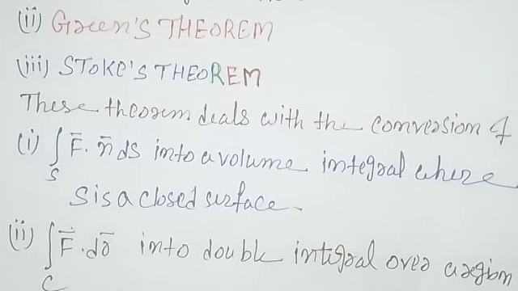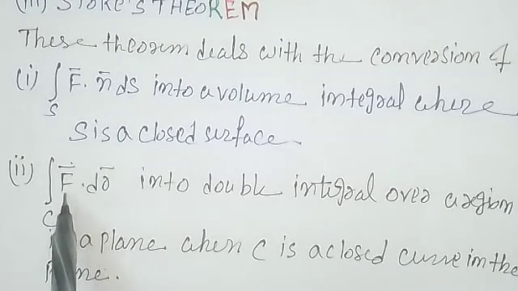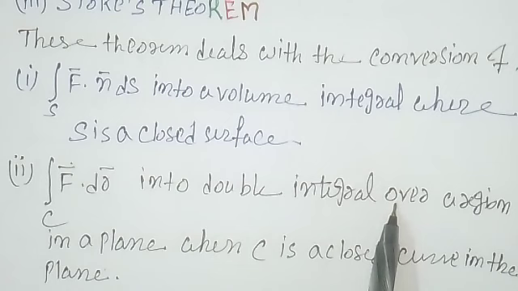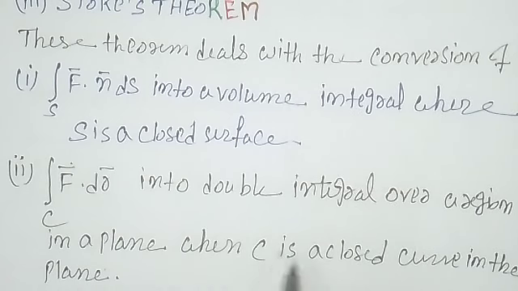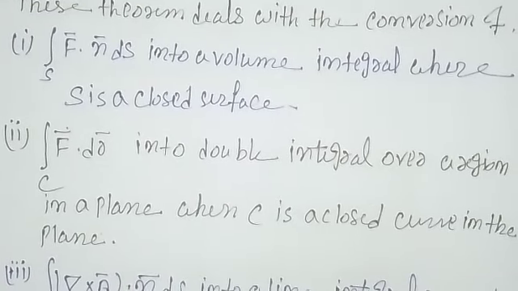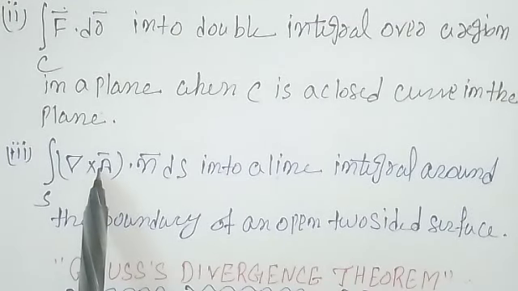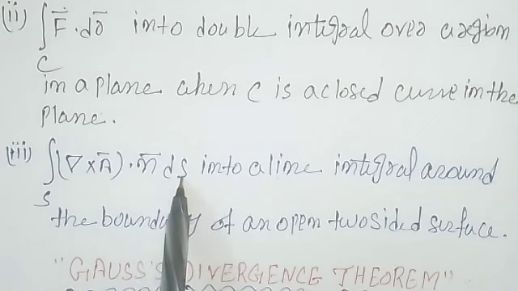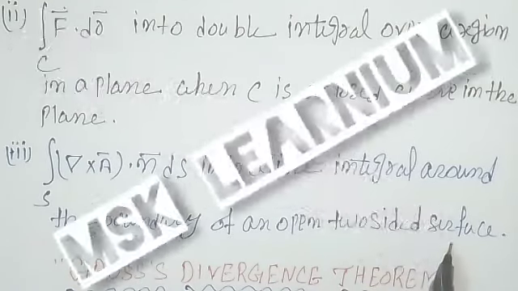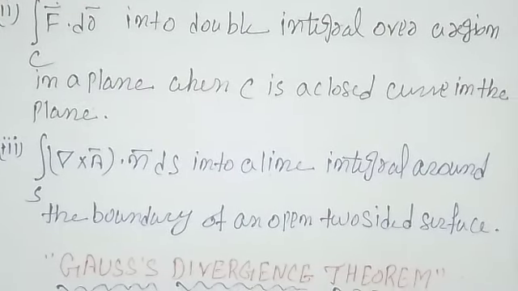The second theorem, which is the Green Theorem, deals with the conversion of f dot dr into a double integral over a region in a plane, where c is a closed curve in the plane. The third theorem, the Stokes theorem, deals with the conversion of the integral of curl of A dot n ds into a line integral around the boundary of an open two-sided surface.